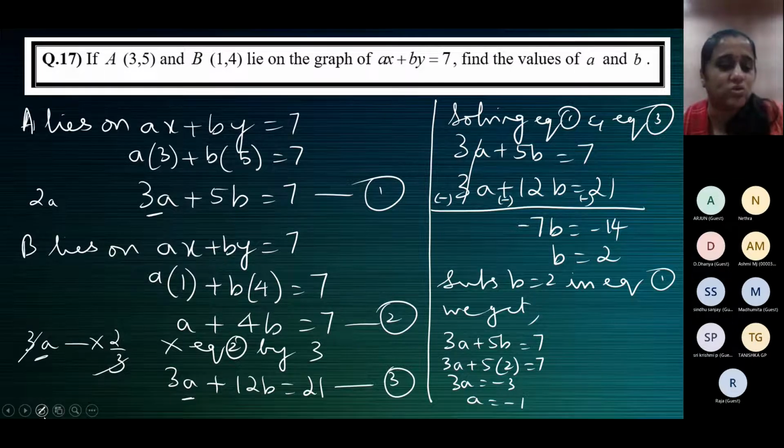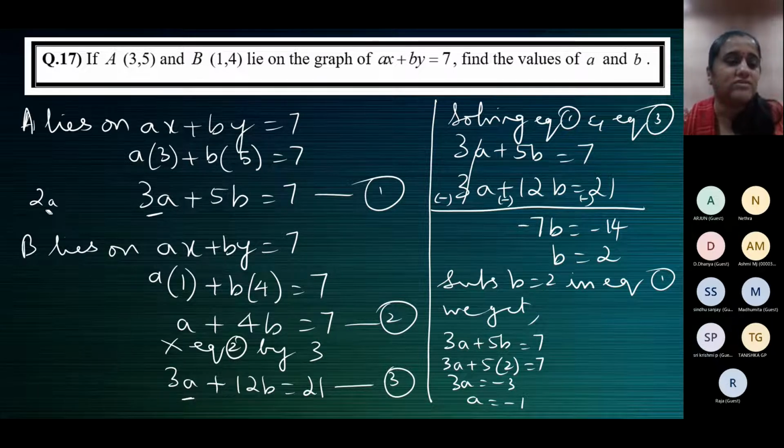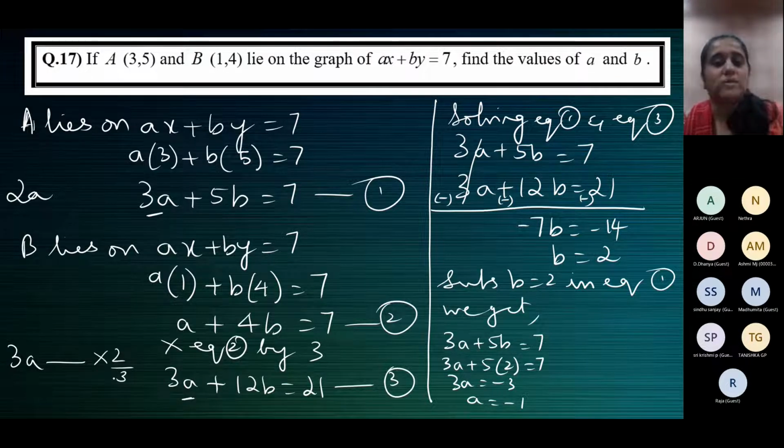Supposing in the first equation it is 2A and in the second equation it is 3A. Now you want to make 3A as 2A, so you can multiply this one by 2 by 3. When you multiply 3A by 2 by 3, the 3 and 3 will get cancelled, so you will get 2A. You can do that also. You can multiply only the second equation throughout by 2 by 3.